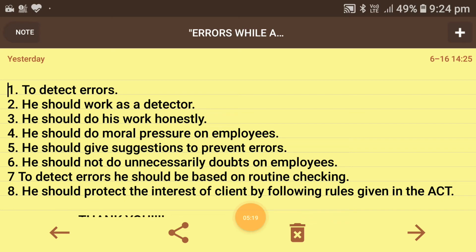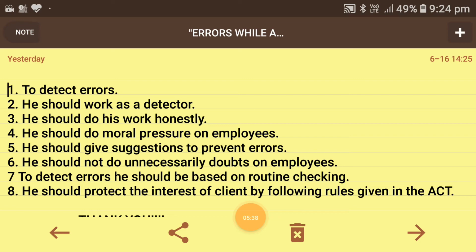Third, he should do his work honestly. Every work which is performed in the corporate sector, in the government sector, or in any other sector is done by an individual. So that individual should do their work in an honest way. So he should do his work honestly.